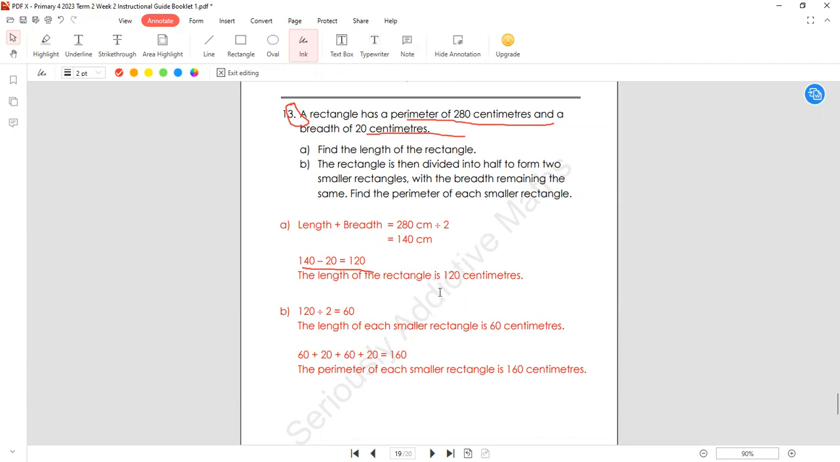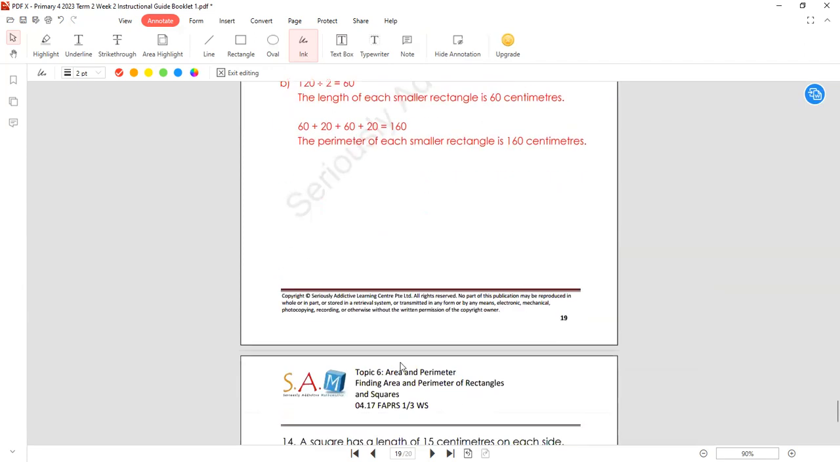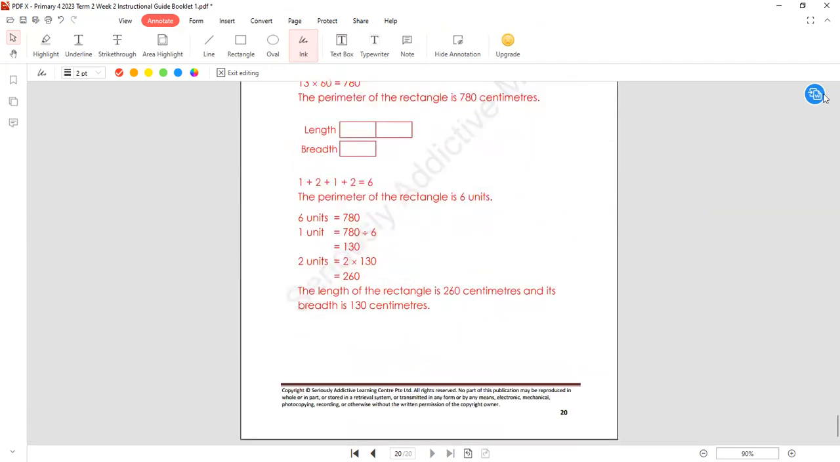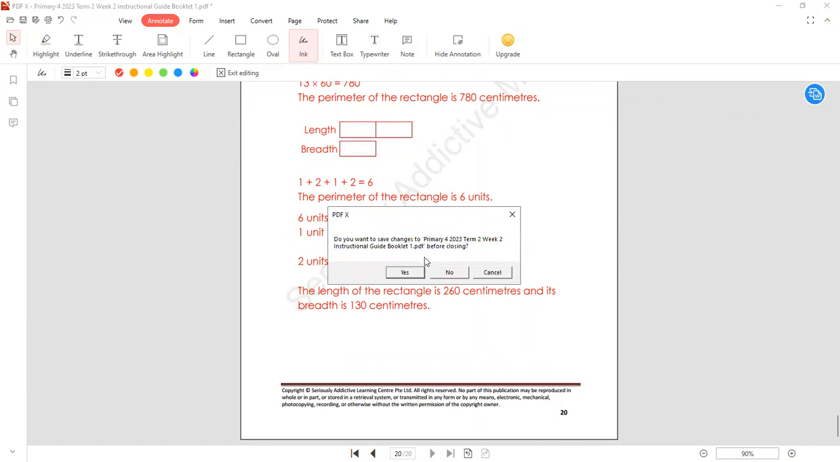Because let's see, the length is split up into 2, and then the breadth is still the same. Then they can calculate the perimeter of each, right? So length is just split into 2, and then breadth is still the same. So it's length plus breadth times 2, or length plus breadth plus length plus breadth. Okay, and then we move on to the last booklet.